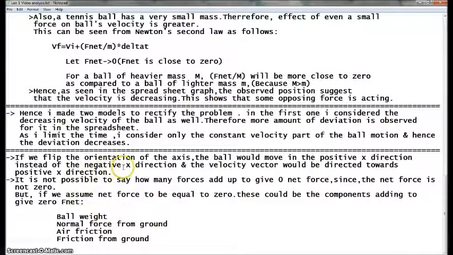If we flip the orientation of the axis, the ball would move in the positive x direction instead of the negative x direction, and the velocity vector would be directed towards the positive x direction. It is not possible to say how many forces add up to give zero net force, since the net force is not zero. But if we assume net force to be equal to 0, these would be the components adding to give net force.